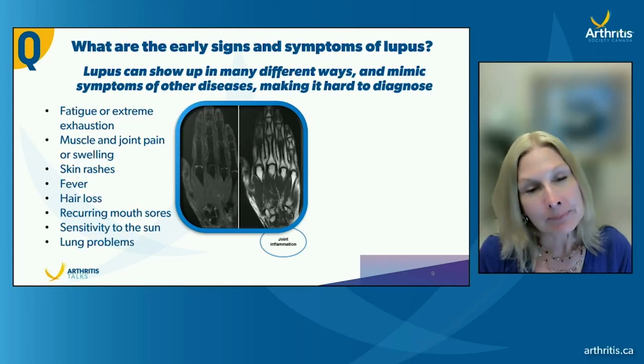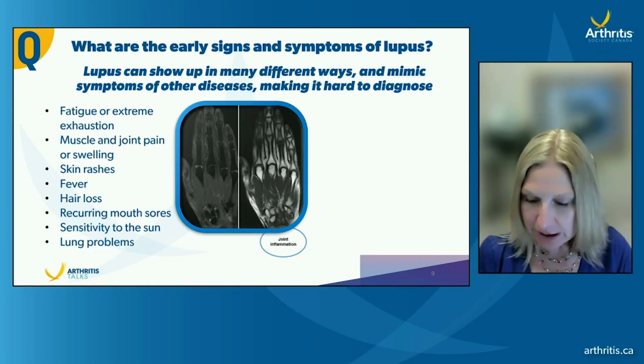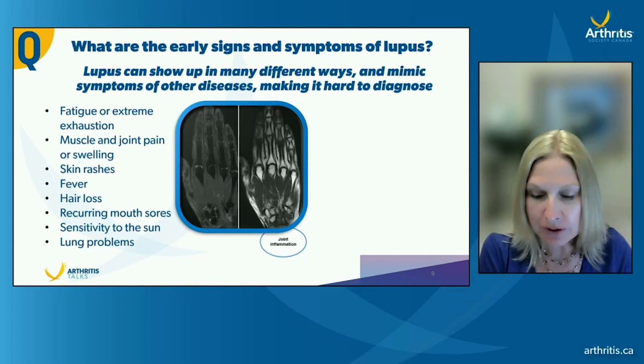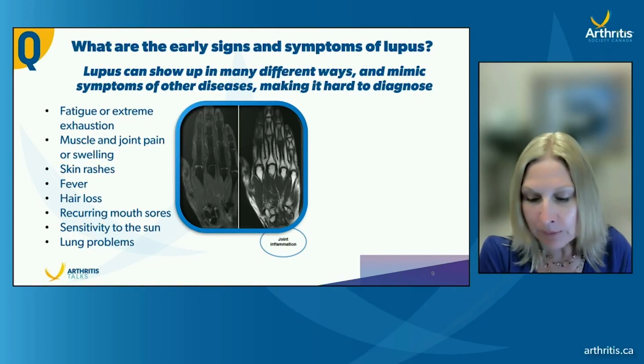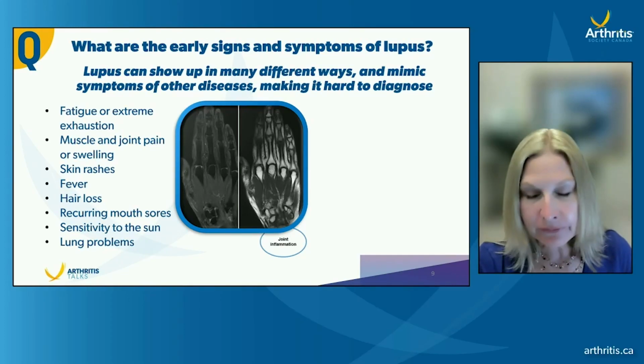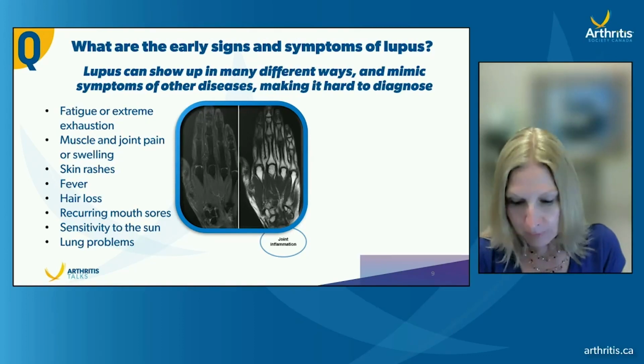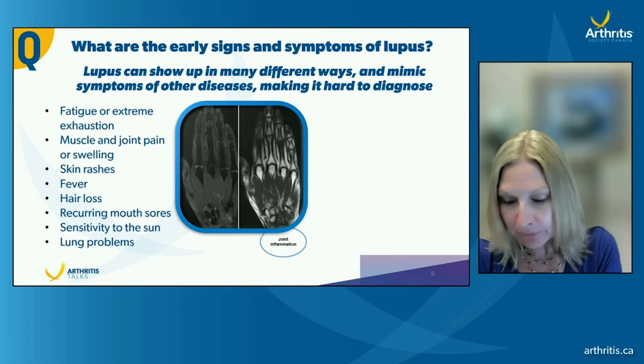So there are a lot of early symptoms of lupus: fatigue or extreme exhaustion, muscle and joint pain, joint swelling, rashes, fevers, hair loss, mouth sores, and sun sensitivity. Those are all very common early symptoms of lupus.